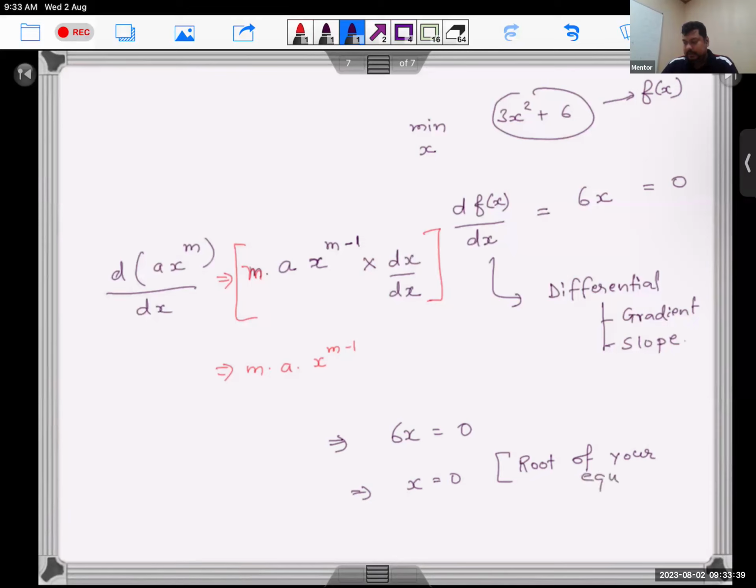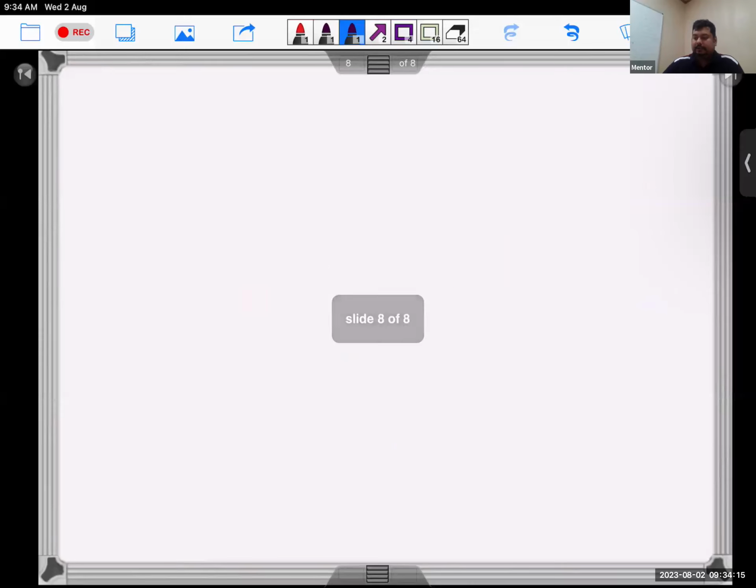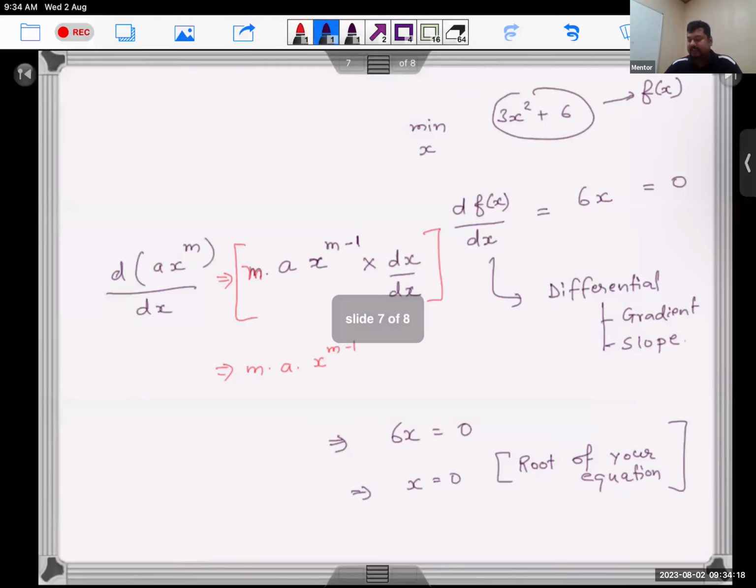So what is the power of x in my differential? I'm looking at the differential right now, which is equal to 0. It is 1, right? So how many roots will I get? One. So if my original equation was cubic, how many roots will you get? Two roots, right? Keep that in mind. It depends on what the original equation is that you're trying to minimize. So you're getting 1 root if the original equation is quadratic.